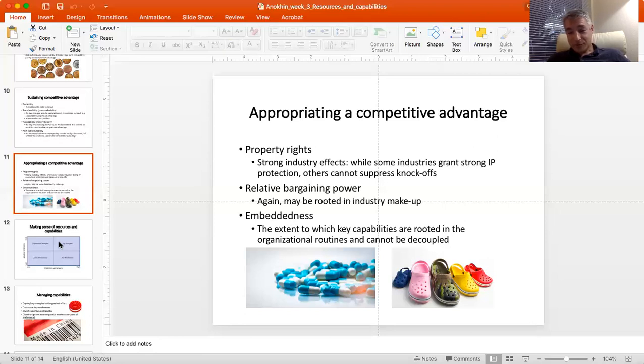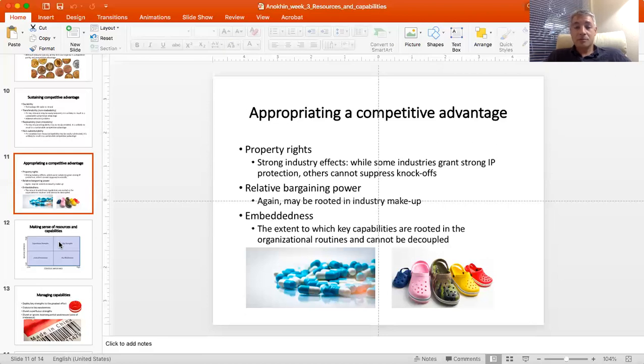You may wonder what the picture of Crocs is doing on the slide. These are actually not real Crocs. These are knockoff shoes that use the same design and probably the very same technology. And there are many industries where you cannot maintain any proprietary benefits and they would be competed away.